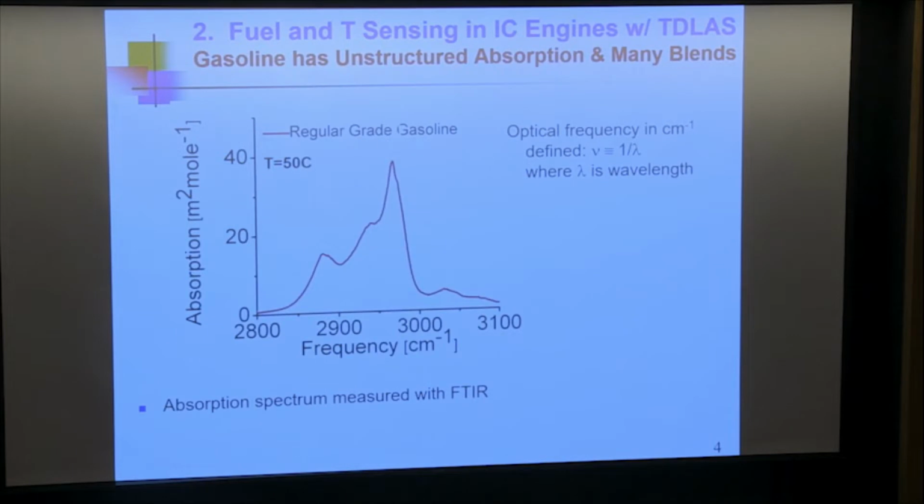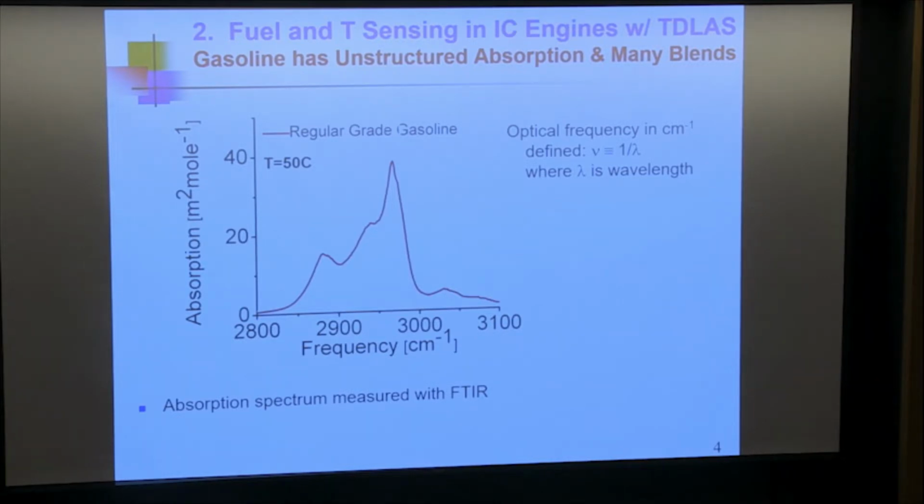Now, in order to do TDLAS with a small molecule, we need line strengths. If we know the temperature, we can use it to get the line strength of the species. You pick a wavelength, get the line strength, and deal with the line shape. Now we have a different problem. We have a fuel which is a blend. It's not a neat hydrocarbon, meaning a single species.